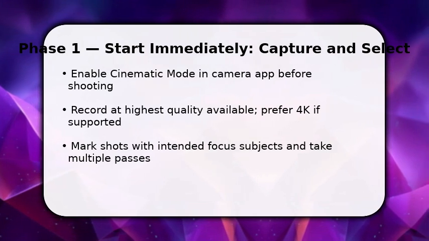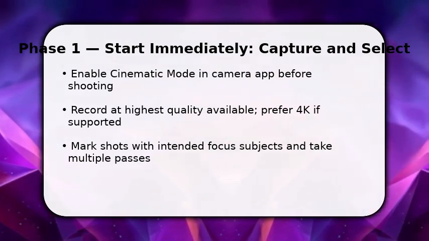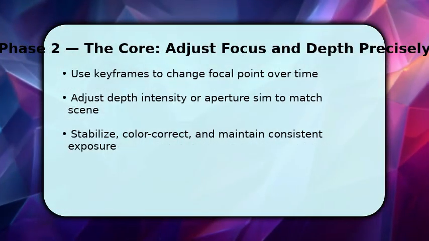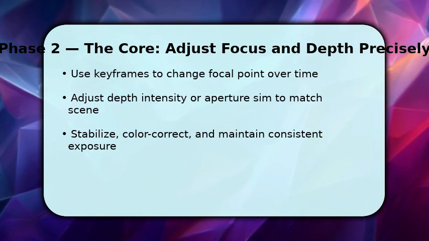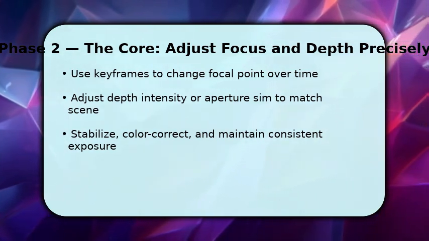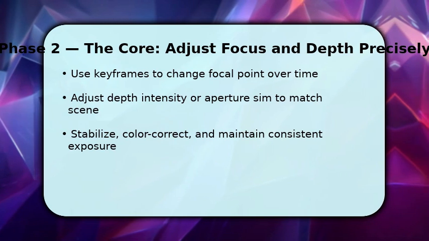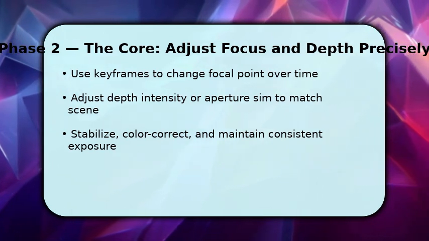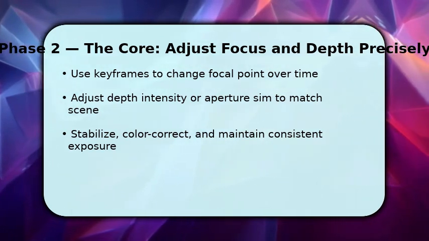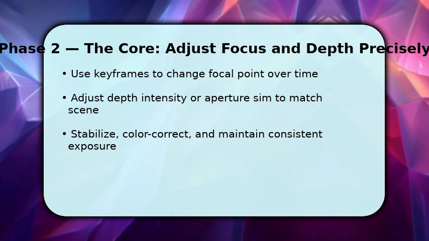Now import only the chosen clips into your editing timeline to avoid clutter and speed up the workflow. You will now sculpt attention, scrub through the clip, and add keyframes where you want focus transitions. Once done, gently nudge the focal point toward secondary subjects, using short, intentional moves rather than rapid jumps. Simultaneously adjust depth strength or virtual aperture to blend foreground and background naturally.